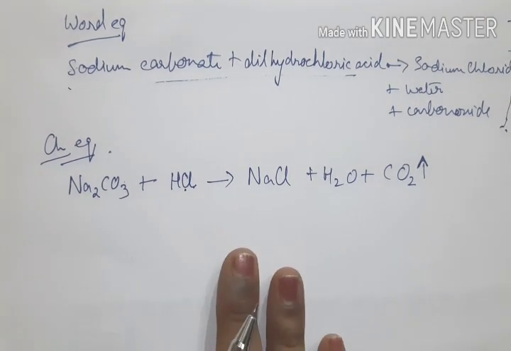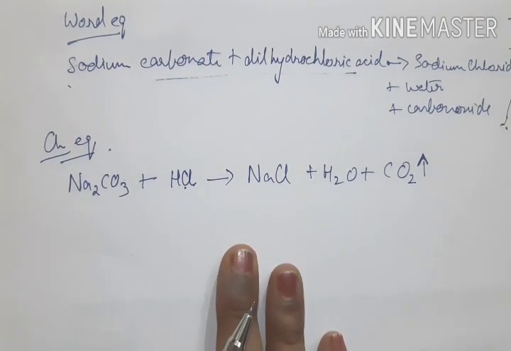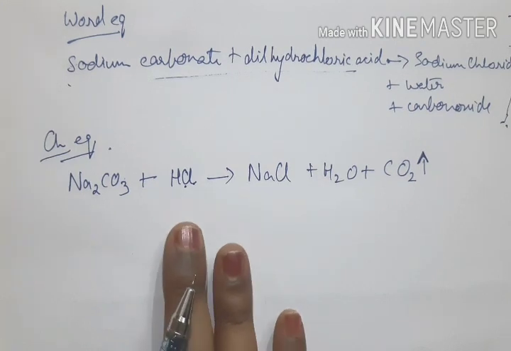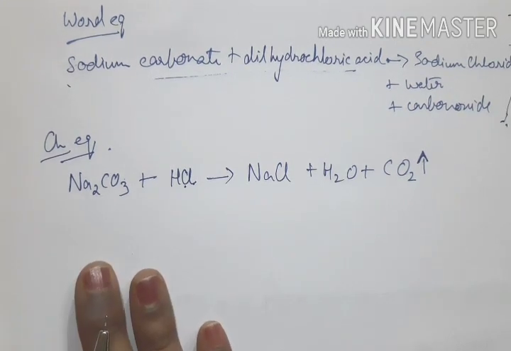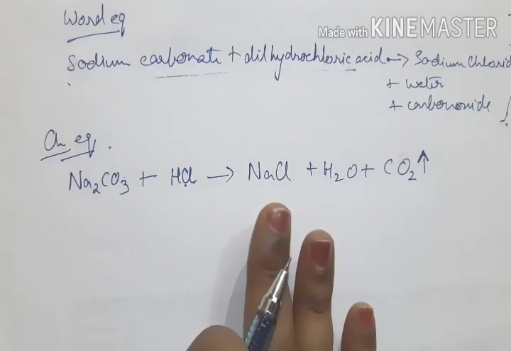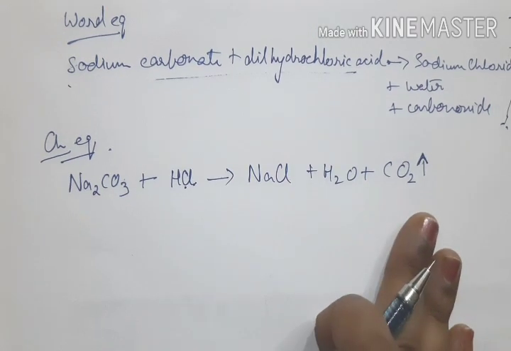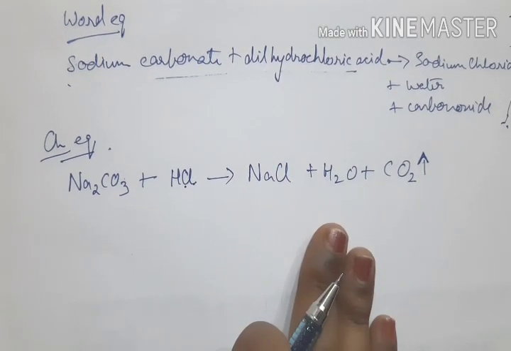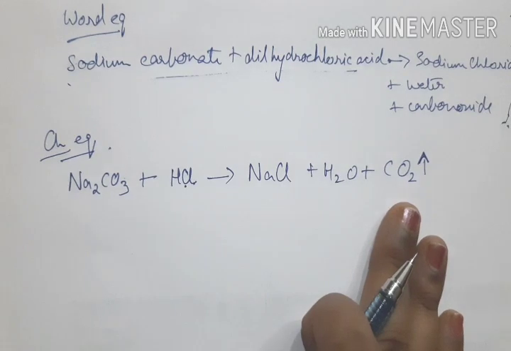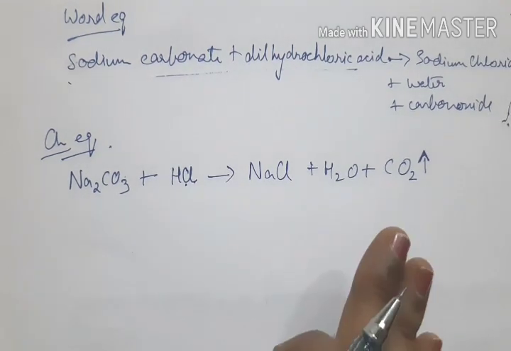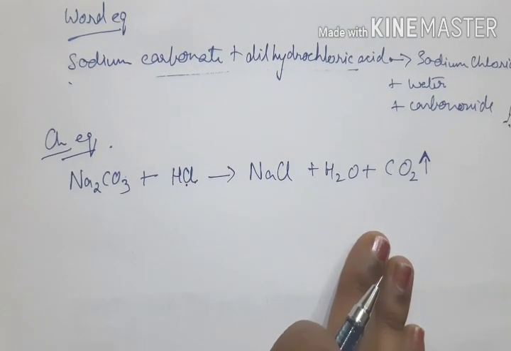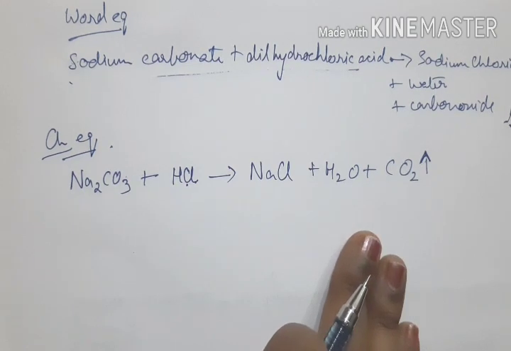Now the condition for this reaction is close contact. Why? Because you have to add HCl to sodium carbonate. The products formed are sodium chloride, water and carbon dioxide. What have you observed in this reaction? Carbon dioxide is a gas, so it will come out in the form of bubbles. The confirmatory test for carbon dioxide is that it turns lime water milky.